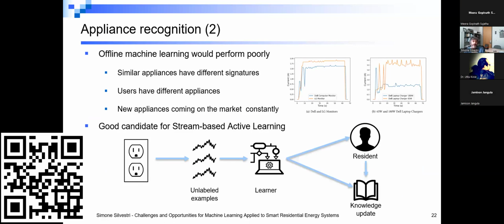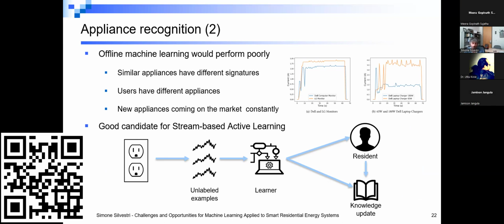So why is this not a good candidate for the standard type of offline machine learning, in which you do the training and then you just do the testing? Here we have some preliminary data that we have collected. These are data over time of the current consumed by two appliances that you would expect to be similar, such as a Dell monitor and an LG monitor, or a Dell laptop charger and another Dell laptop charger. They can be significantly different, even if from a more abstract standpoint they're basically the same type of appliance. So we cannot just train and test. Additionally, new appliances come up in the market every day, so it's very hard to have a training set that is sufficiently representative of the entire set of appliances available at a certain time.